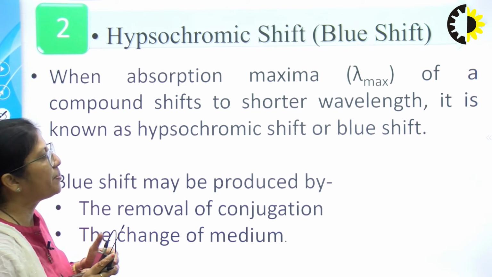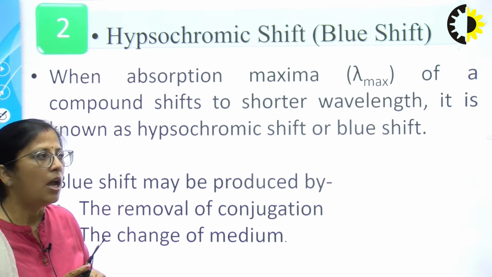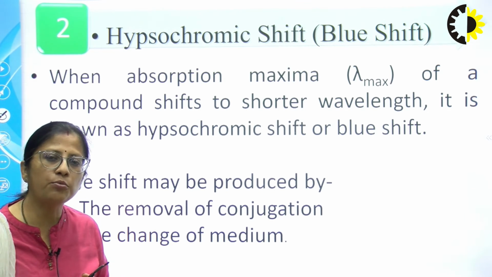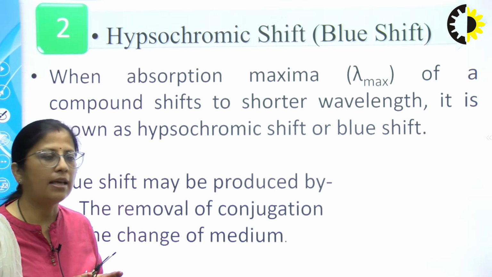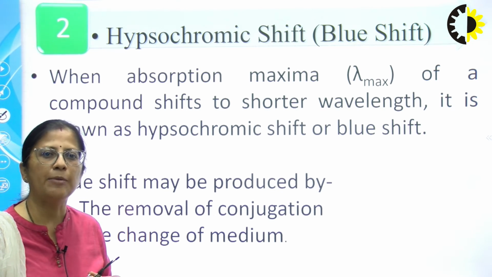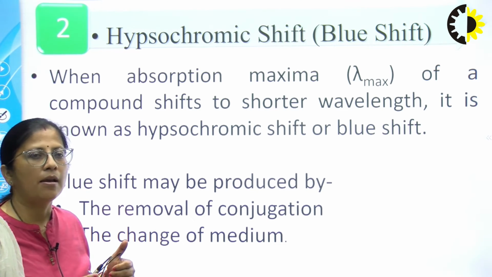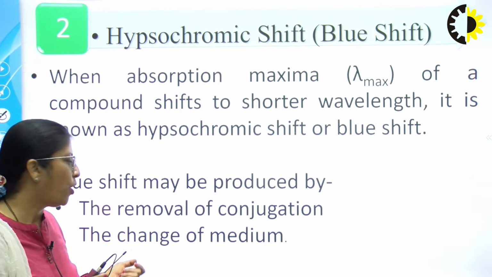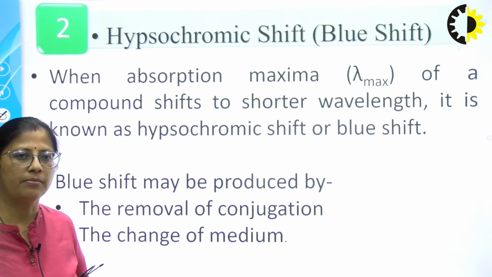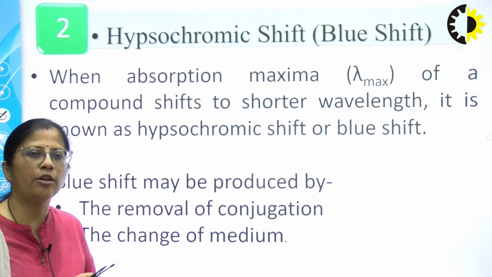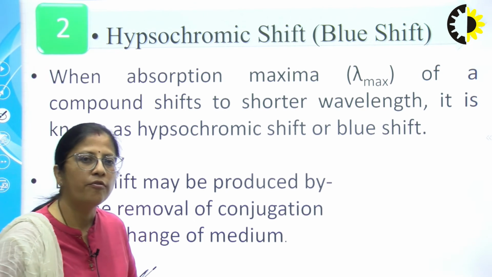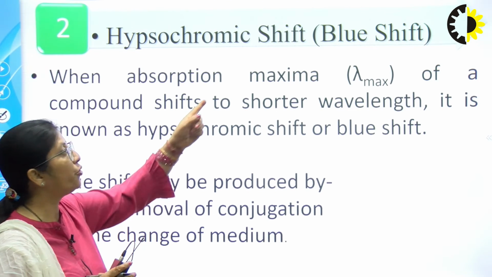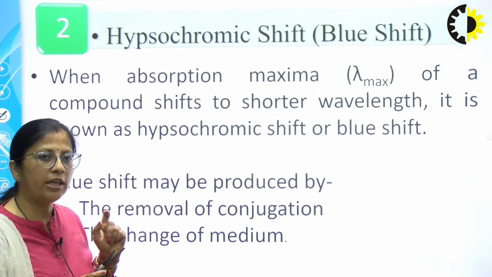Second type is the hypsochromic shift or the blue shift. Now, when the position of the absorption maxima shifts towards the lower wavelength side, then it is known as the blue shift or the hypsochromic shift. And this may happen either by removal of the conjugation or by the change of medium. Again, that example that I had taken of C=O, if I change from non-polar to polar solvent, then the n to pi star transition is going to show the blue shift instead of the red shift.